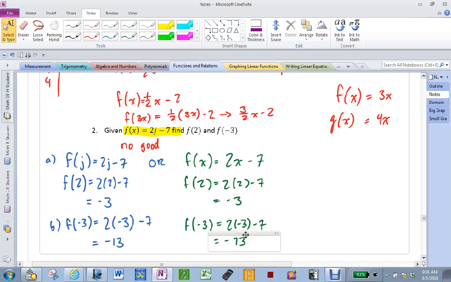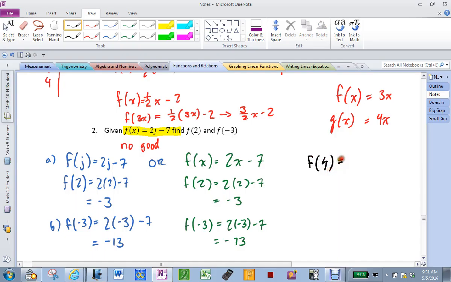Everybody cool? Okay, now, what if I ask you to do something crazy? Like this. The F of lightning bolt. How would you write that? As a lightning bolt. 2 lightning bolt minus 3. Because whatever is in the brackets goes in as your input, no matter what. Does everybody understand that? Everybody cool?